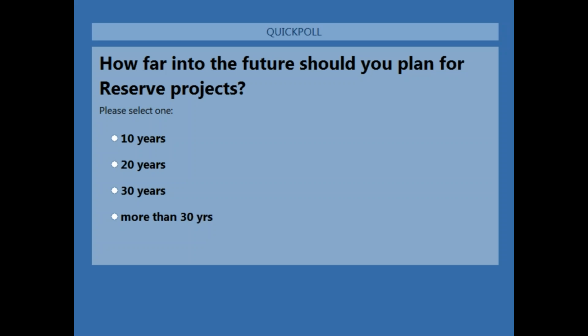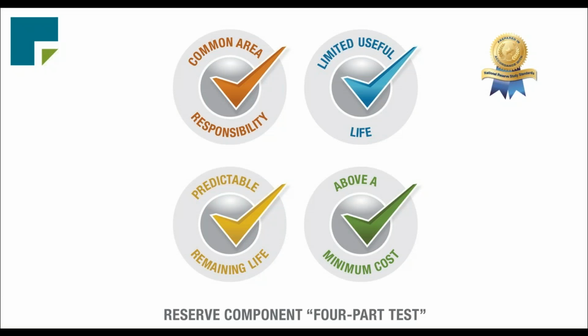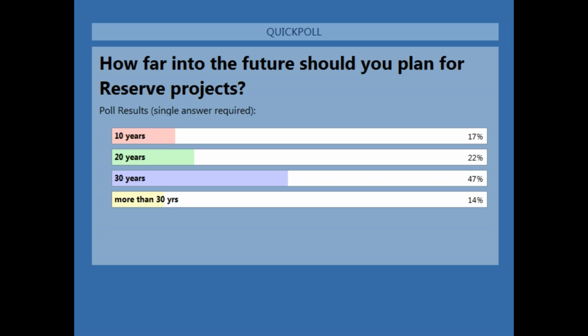Okay, the answers are starting to come in. It looks like the majority, 47%, say 30 years, 22% say 20 years, 17% say 10 years, and 14% say more than 30 years. Interesting. That's a pretty good set. That's a lot of people understanding that there's value in planning far ahead.